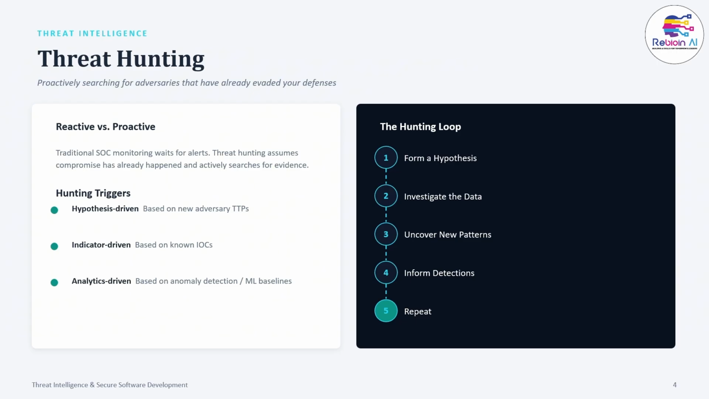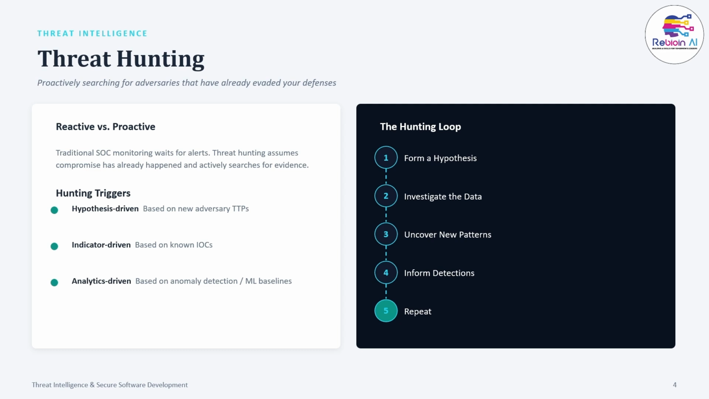A threat hunter thinks, what if someone found a way to sneak in without triggering the alarm? So instead of waiting, they walk through the house themselves, checking closets, checking under the bed, checking if a window was left unlocked, actively searching for signs of an intruder who might already be inside. That's the core idea. That is, threat hunting is proactively searching for attackers who may have already gotten past your defenses without setting off any alarms.